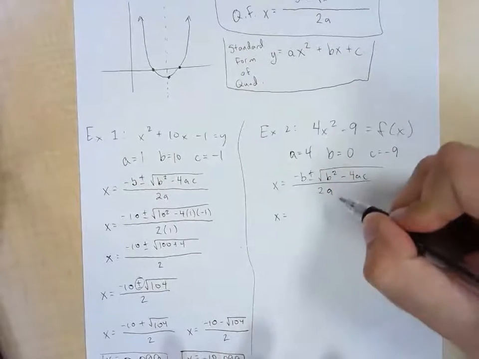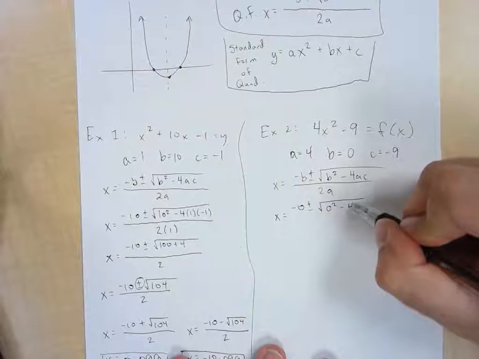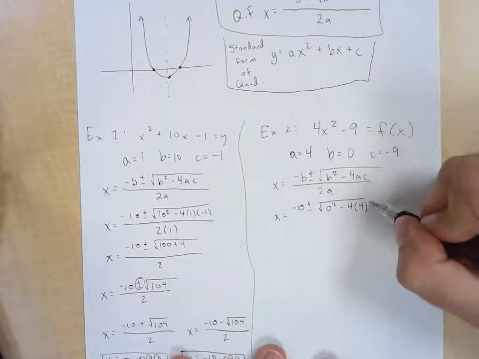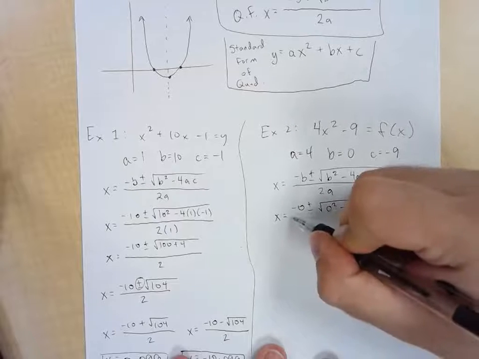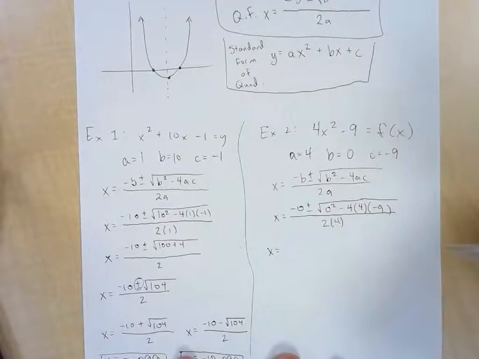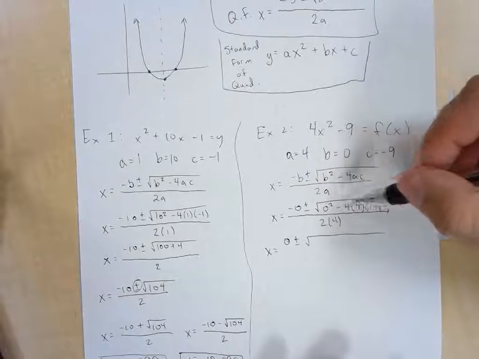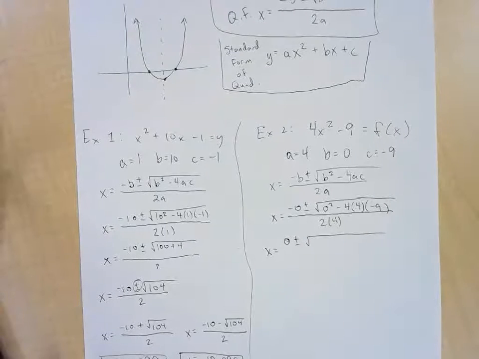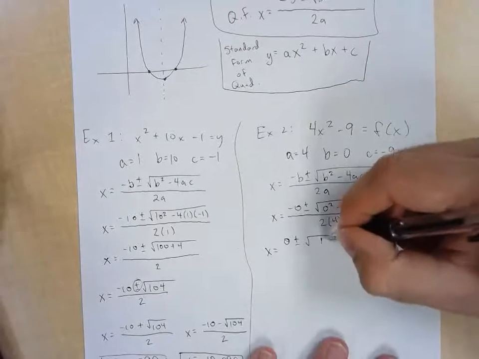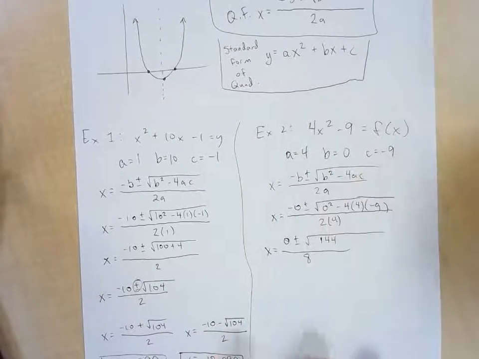So substitute in and simplify one more time. We get -0 plus or minus the square root of 0 squared minus 4 times 4 for the a times c, which is -9. You keep that square root sign going all the way across, all divided by 2 times 4. Alright. Let's simplify. -0 is just 0 plus or minus the square root of 0 squared is 0. -4 times 4 is going to be -16 times -9 is going to be 144. So 0 plus 144 is 144, all divided by 8.